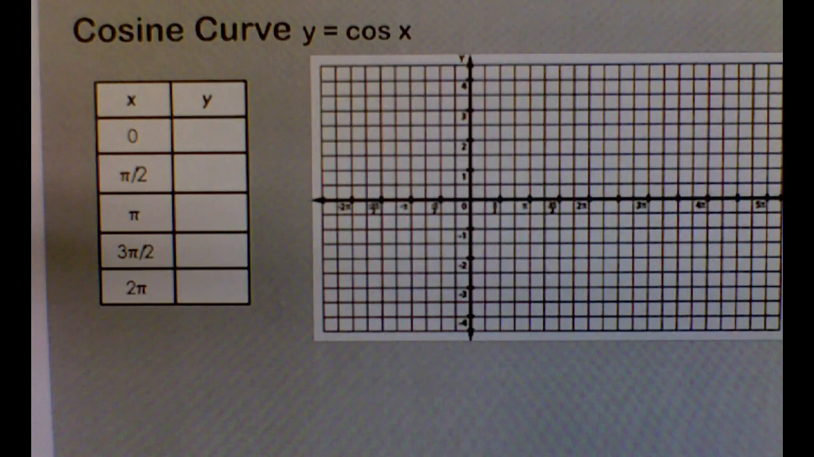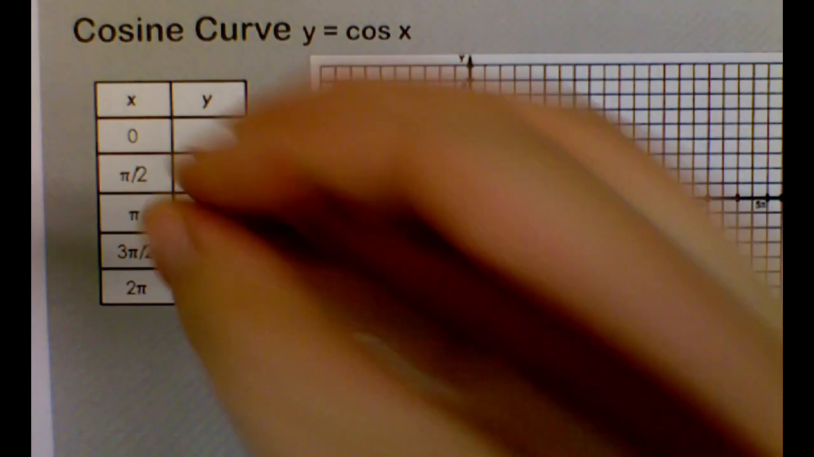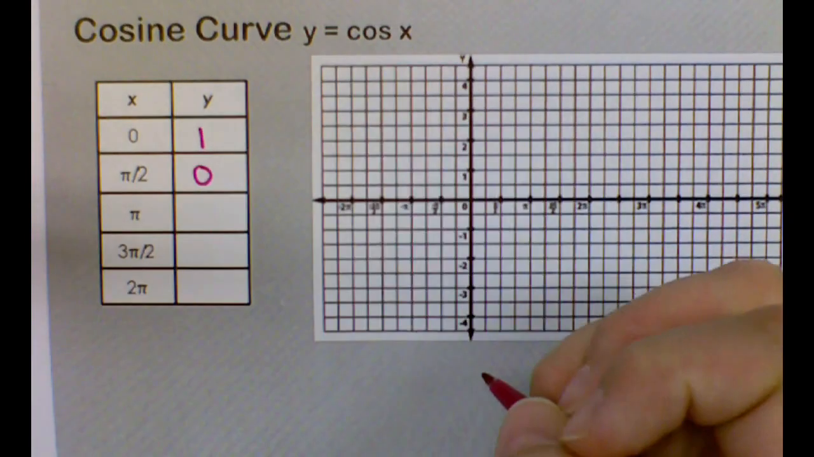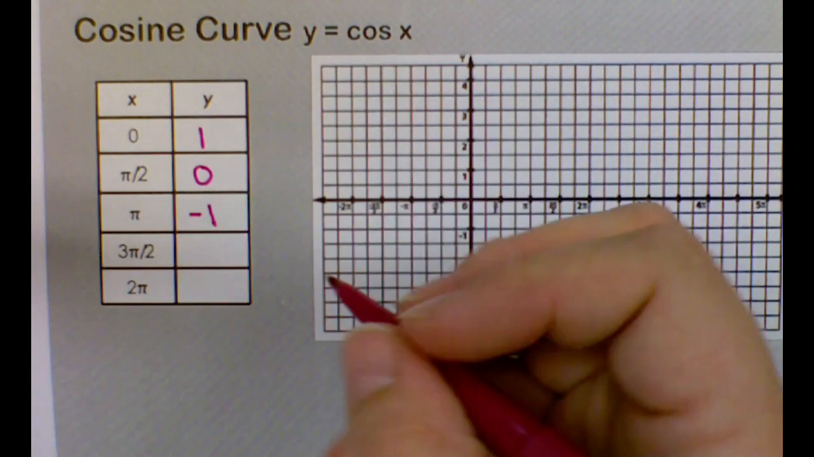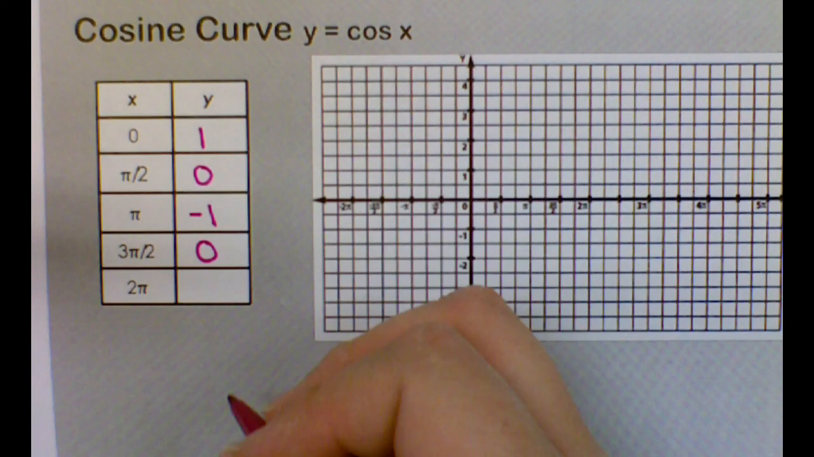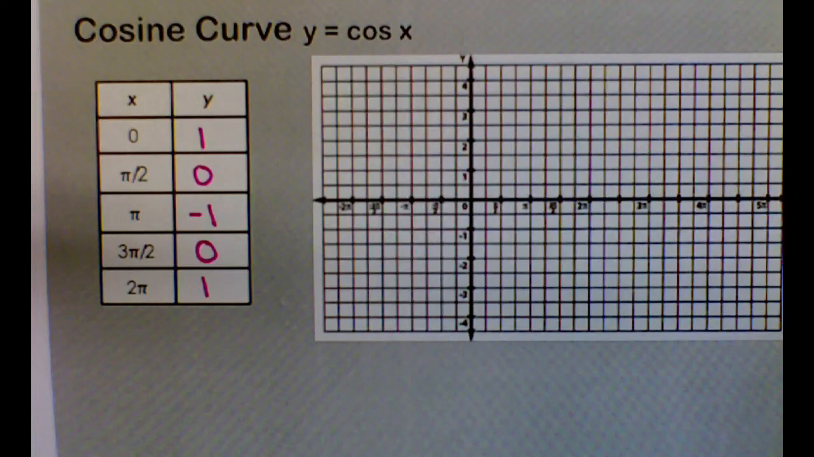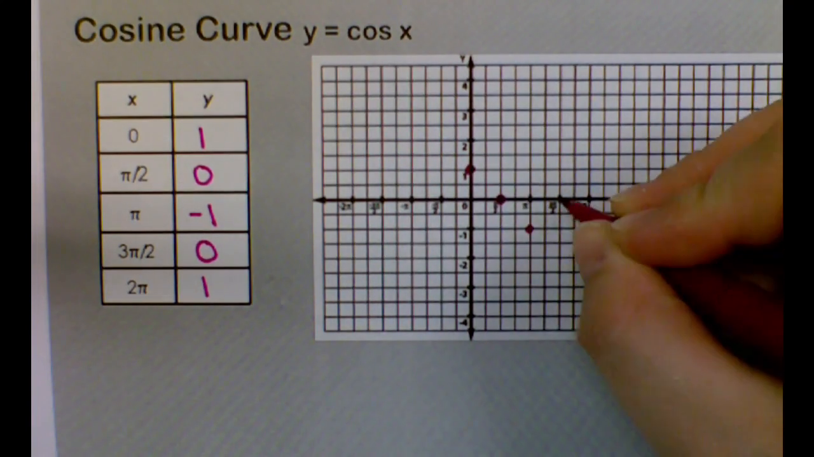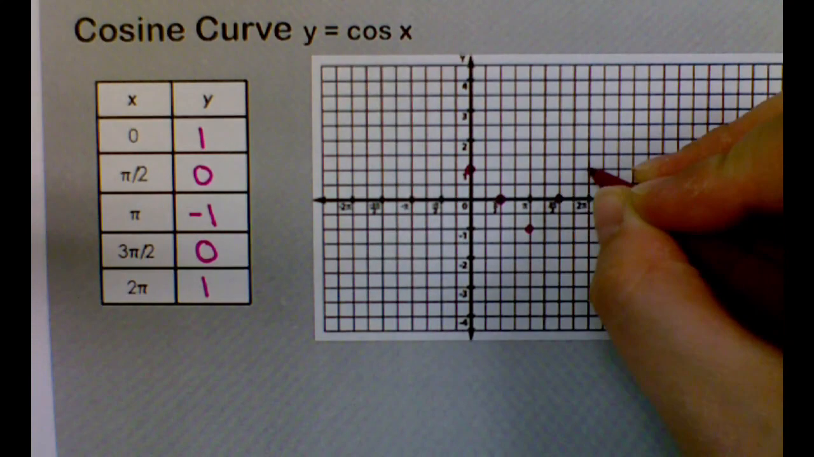Now let's look at the cosine graph. Again, we'll fill in this table. So the cosine of 0 is 1. The cosine of pi over 2 is 0. The cosine of pi is negative 1. 3 pi over 2 is 0. 2 pi is 1. So we graph those points. 0, 1, pi over 2, 0, pi, negative 1, 3 pi over 2, 0, 2 pi, 1.